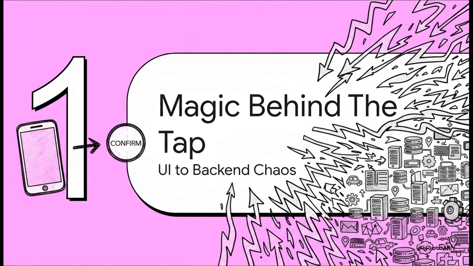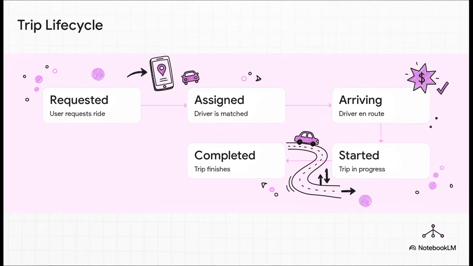Section 1. The magic behind the tap, from UI simplicity to back-end chaos. So, as a rider, you just punch in your destination and tap confirm, right? Feels so easy. But that single little tap acts like a starting gun. It triggers a massive fan-out of operations across the platform.